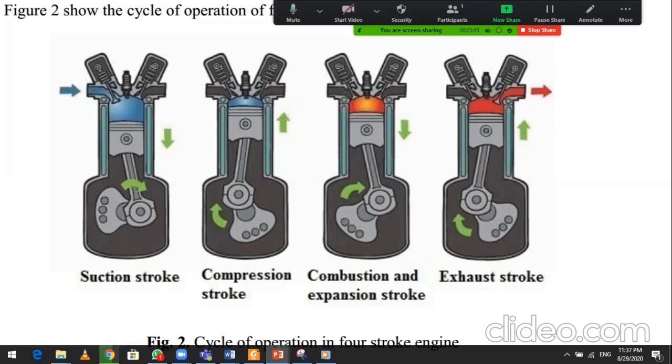The second one is the compression stroke. We have to compress the air fuel mixture because this is petrol, an air fuel mixture, and this is the spark ignition SI engine. The third stroke is the combustion and expansion stroke. After the temperature rises, the spark ignites, and we have expansion, moving down again. Then we have the exhaust stroke, in which the exhaust gases go out and the piston moves upward. So this is the cycle of operation in a four-stroke engine.